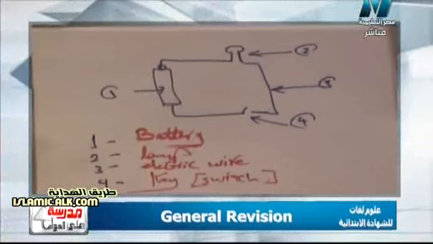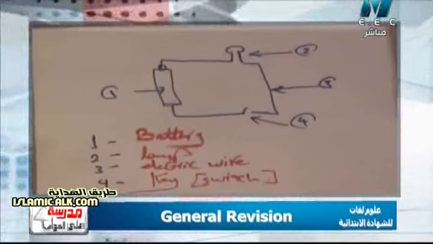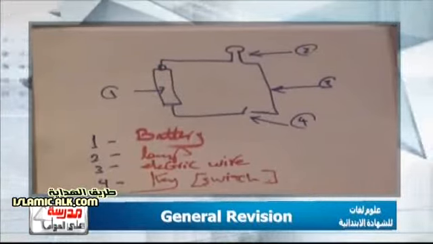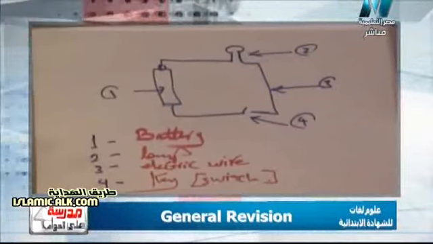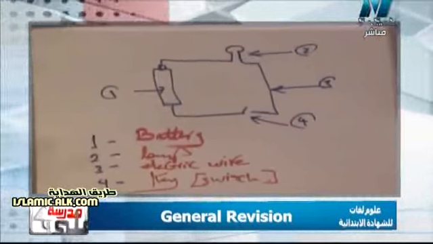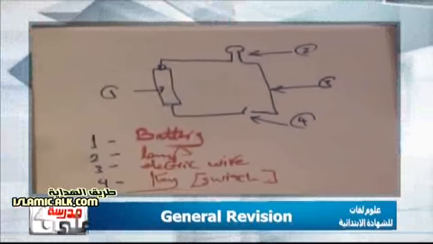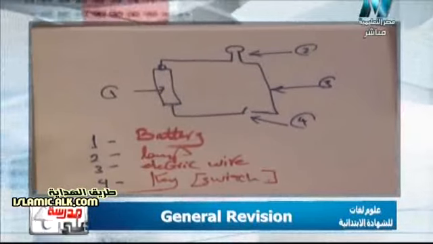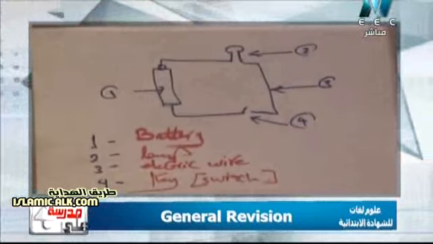So now I want to know the function or the importance of each one of them. What is the importance of the battery? The battery is the source of electricity. It will give electricity to the lamp. What is the importance of the lamp? The lamp is an indicator of the electric current passage. It tells me whether there is electricity or not. So again, the lamp is an indicator that gives us the presence or the absence of electricity.